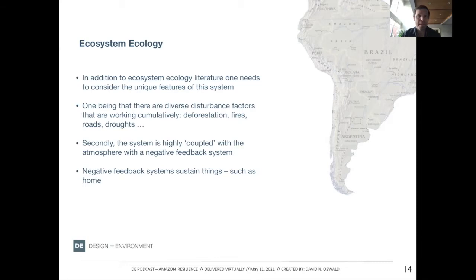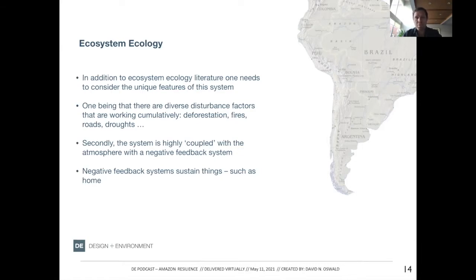In addition to ecosystem ecology literature, one needs to consider the unique features of the system. That's why context is really important. One is that there are diverse disturbance factors that work cumulatively. In the case of the Amazon, we've already talked about deforestation as a result of agriculture and pasture creation for cattle, and just settlements. We have fires as well; fires are a big factor in Amazonia, and we'll get to that. We have road building, which is closely tied to the development aspect. We have droughts. These are some of the major things.